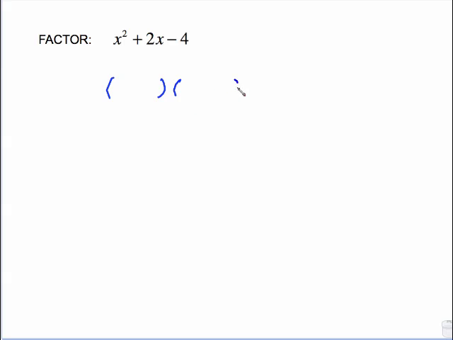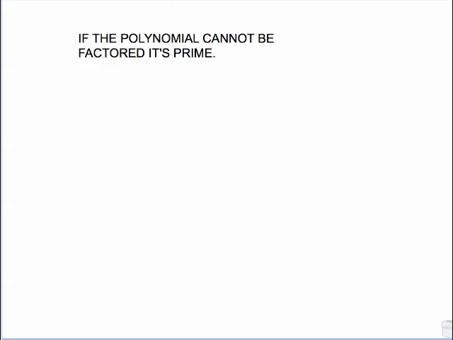Okay, parentheses, x, x. Sign is positive, so I'm coming down. Last sign is negative. That will have to be a minus, and I'm saying what multiplies together to give me 4 that subtracts to give me 2, and looks like I'm in trouble, because what multiplies to give me 4 is 4 and 1. That doesn't subtract and give me 2. Or 2 times 2 gives me 4, but that doesn't subtract and give me 2. Since the only possible candidates do not work, that says this thing is unfactorable, and what we call it is prime. If the polynomial cannot be factored, we call it prime.